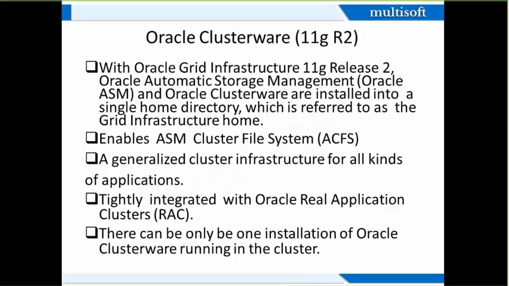There can be only one installation of Oracle Clusterware running in a cluster, right? What it means, we will install one Oracle Clusterware installation in which we can put different databases. Means different databases can be of different versions. That can be 10G, 11G, 9i, anything. But the clusterware will be one for the whole RAC.